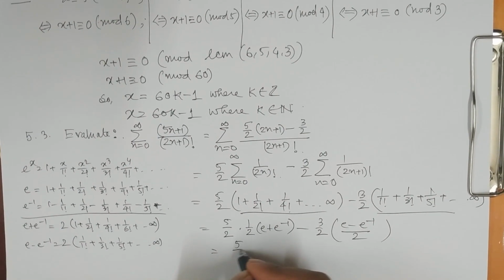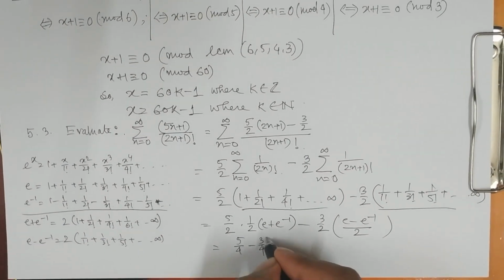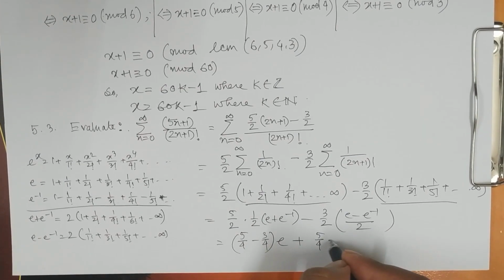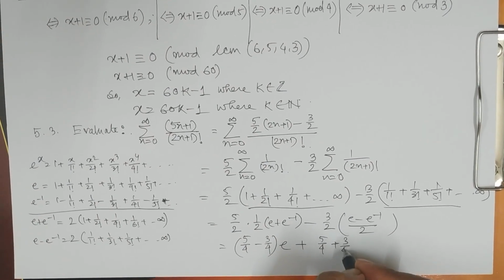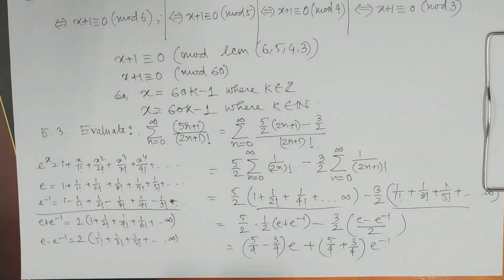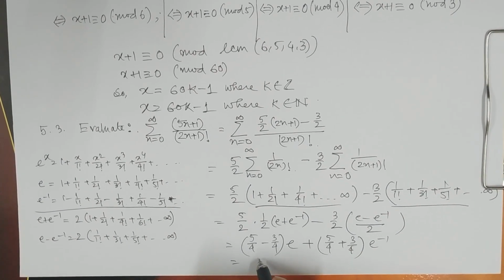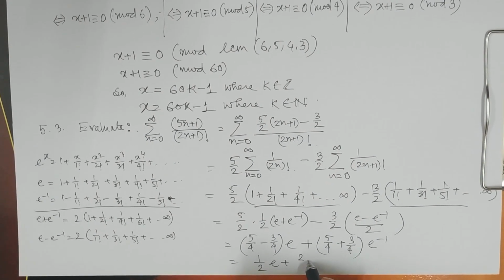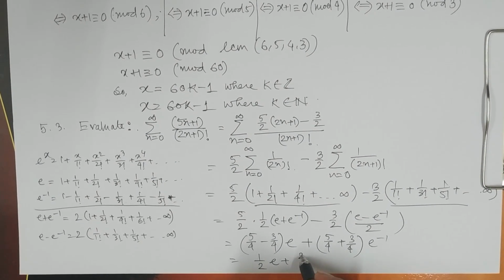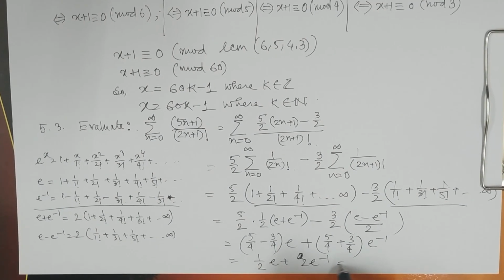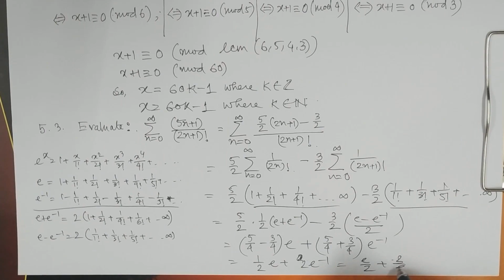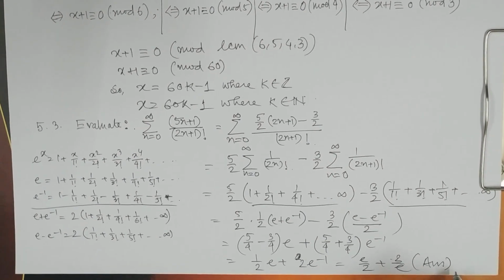So this is 5 by 4 minus 3 by 4 into e plus 5 by 4 plus 3 by 4 into e inverse. So this is basically half e, and this is 2 e inverse. So that is e by 2 plus 2 by e. This is our required answer.